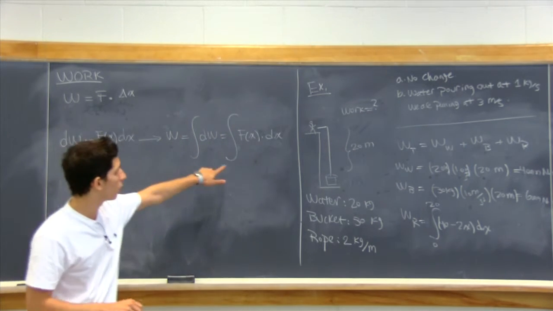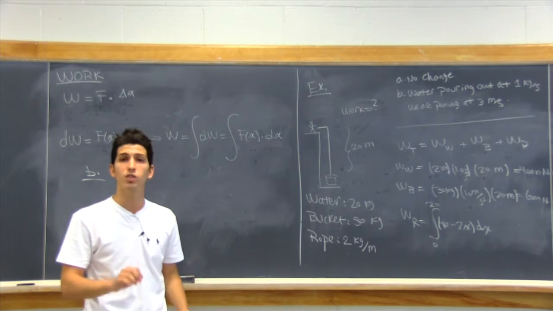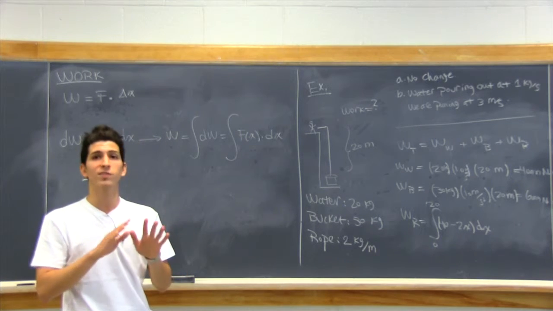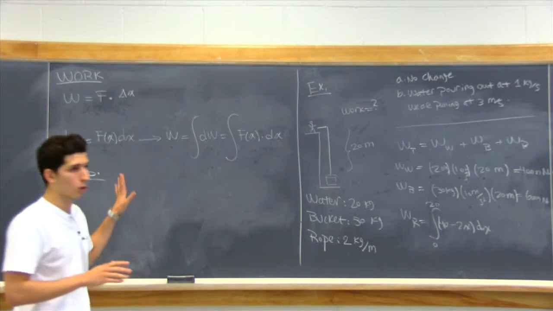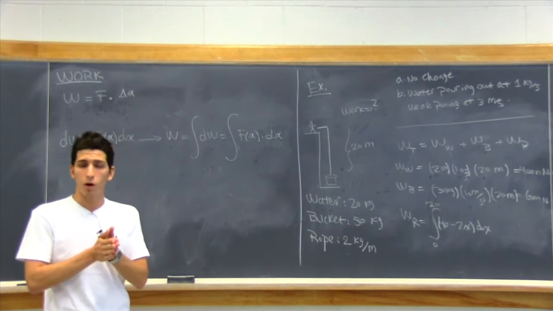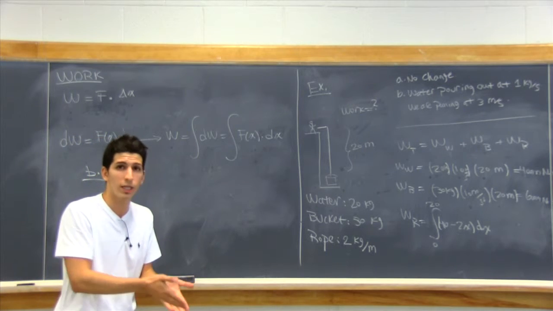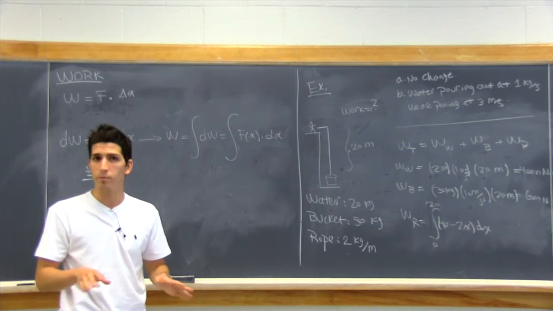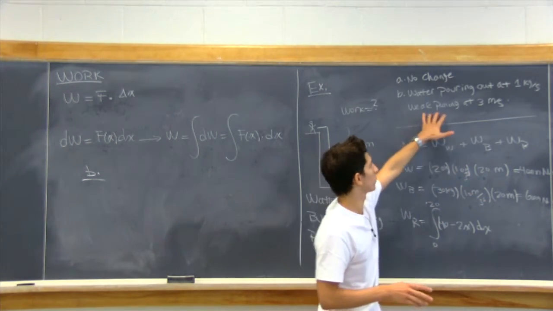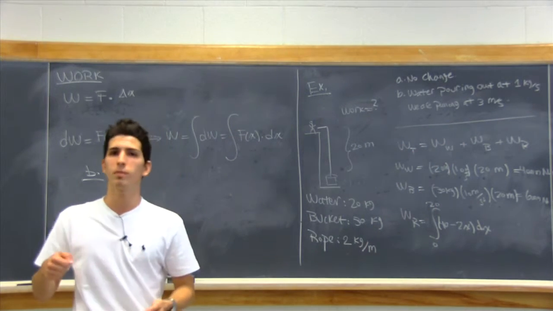Why? Because the integrals for work are always going to be in terms of distance, in terms of x, in terms of y. They're never going to be in terms of time, because that's just not how work works. So we have to figure out how this water pouring out is related to distance, not time. And they actually give us the solution right here. They tell us we are pulling it at 3 meters per second. So for every second, you're pulling it up 3 meters.